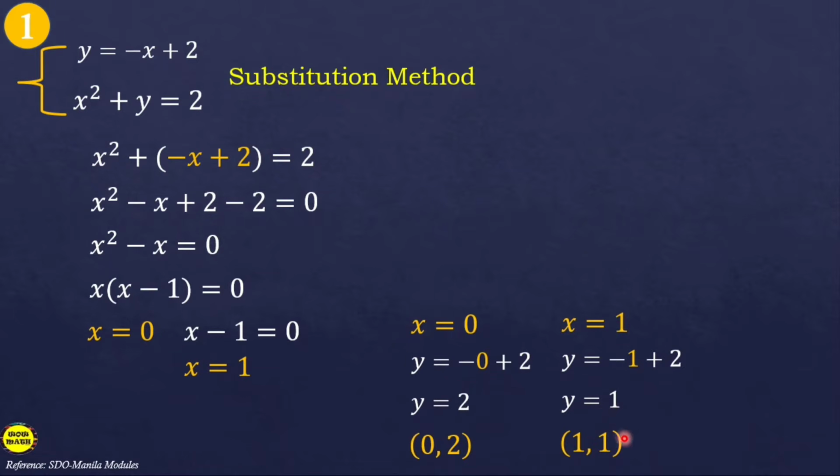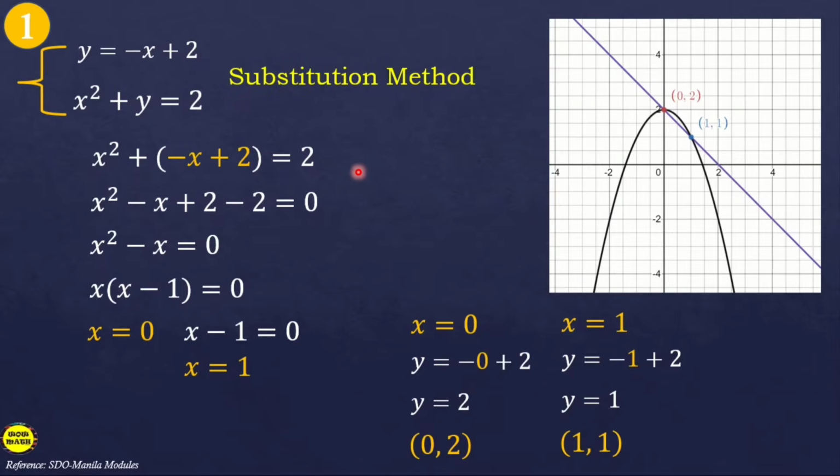So, ito ngayon dalawang solutions natin. So, ibig sabihin, kapag ni-graph natin ito, merong dalawang intersection. So tingnan natin yung graph nito. So yan, may dalawa tayong intersection. Ito yung solution natin: 0, 2, and 1, 1.